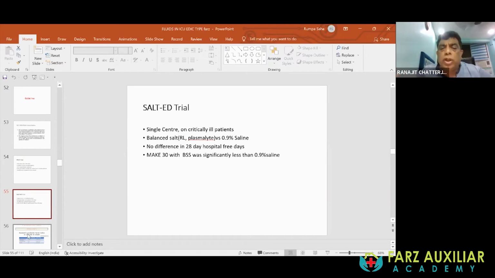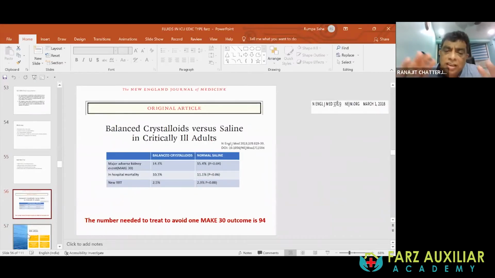So this was the first study that showed that if you use BSS, balanced salt solution, your kidney events are less. This was exactly echoed by the SMART trial. It came in 2018 and they found that the major adverse kidney events at 30 days were much less, reaching statistical significance in balanced salt solution when compared to normal saline. And the number needed to treat to avoid one MAKE30 was 94.